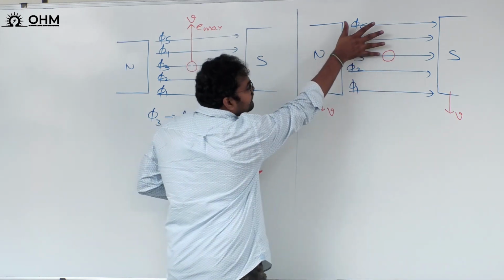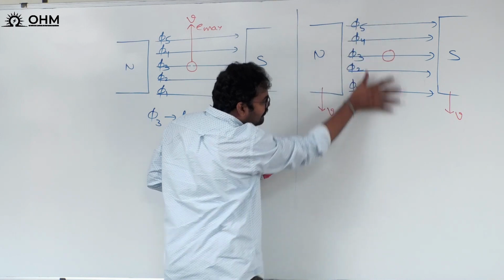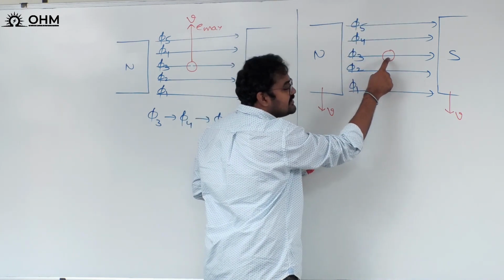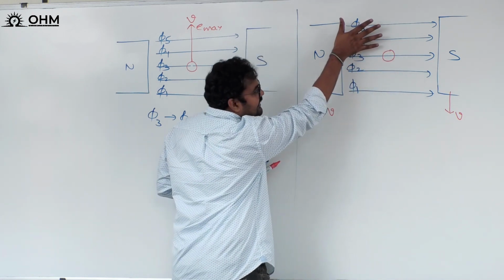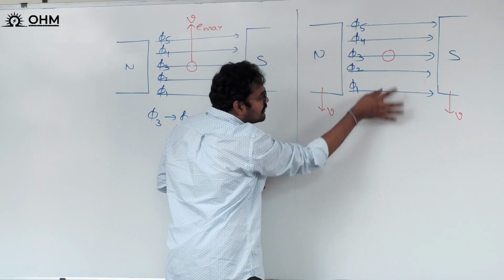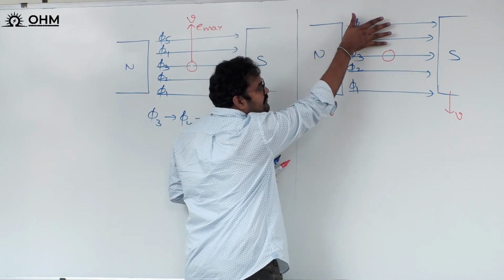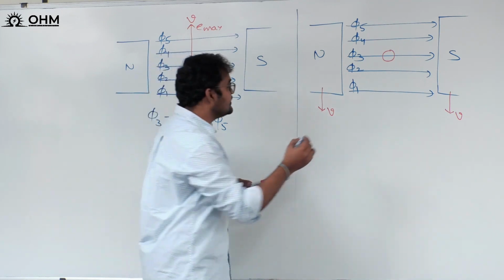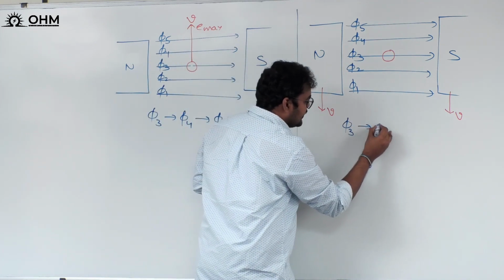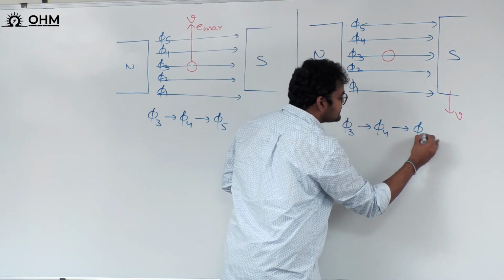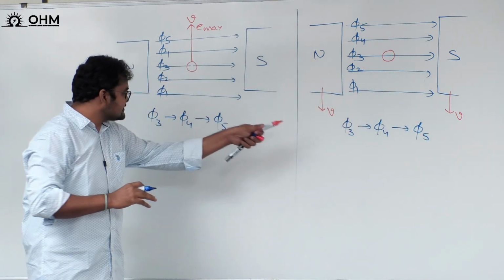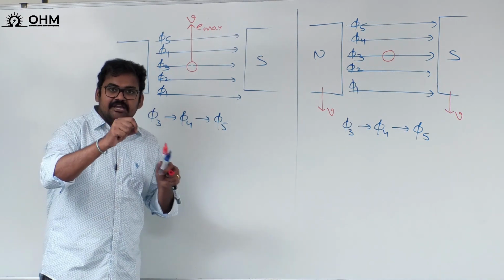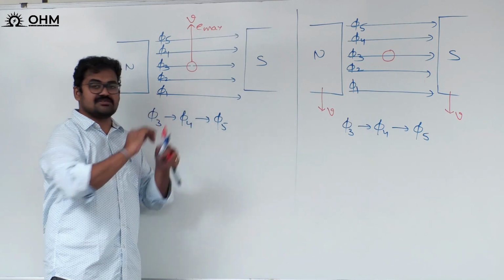And you tell me here, flux lines are moving in downward direction, so what is the order of the flux linkage? Presently, which flux line is linking this conductor? Phi 3. Next time, phi 4 will come down and link this conductor. Next time, phi 5 will come down and link that conductor. So what is the order of the flux linkage? Phi 3, next phi 4 and then phi 5. So in both cases, the order of the flux linkage is the same. Therefore, the same kind of EMF will be induced in both cases.